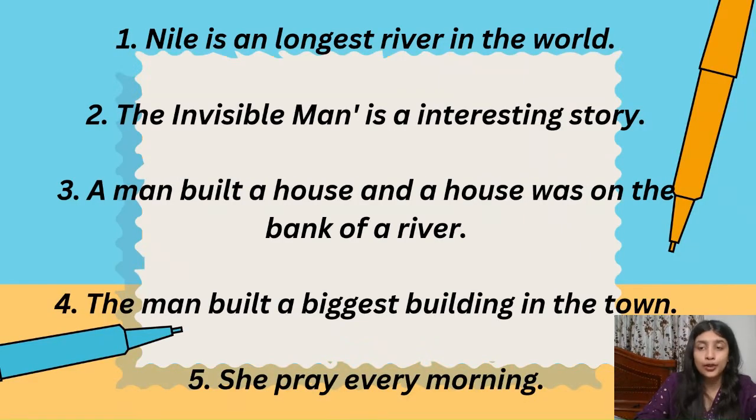Nile is the longest river in the world. So the answer for this is: the Nile is the longest river in the world. The Invisible Man is an interesting story, not a interesting story, okay? A man built a house, and the house was on the banks of a river. The man built the biggest building in the town. Sheep praise every morning.